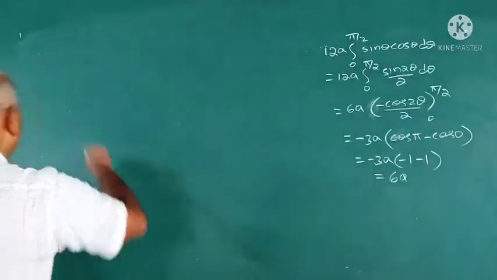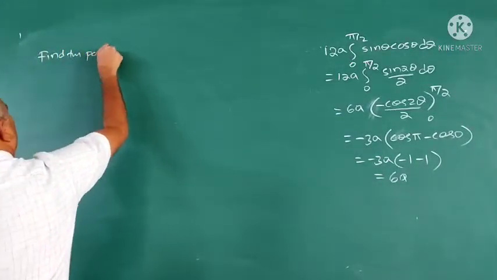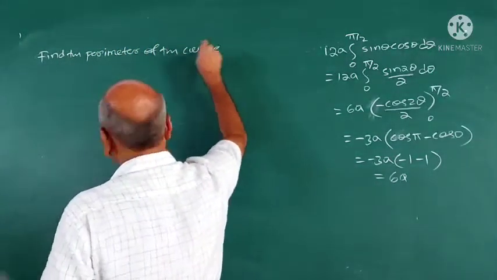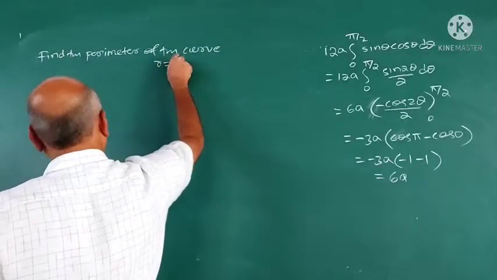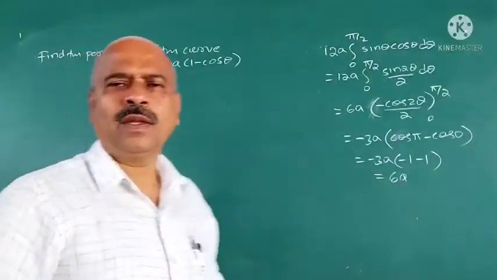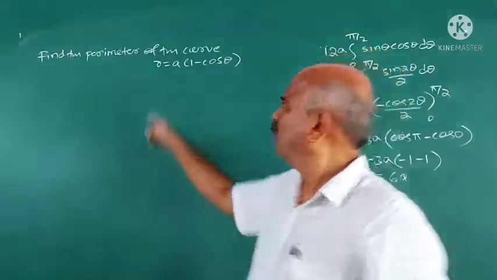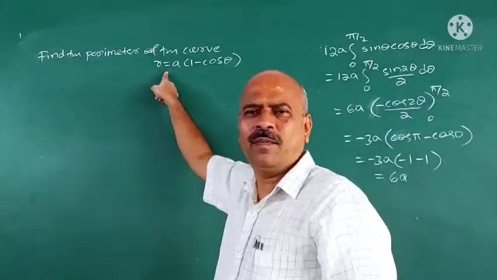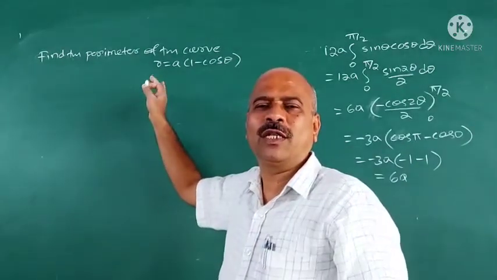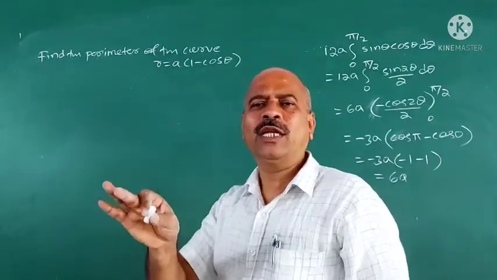Next, find the perimeter of the curve r is equal to a into 1 minus cos theta. And what is this curve? Anybody? I explained already, this is a standard curve and four types of this curve are there. What is that? Cardioid. There are four types of cardioid.